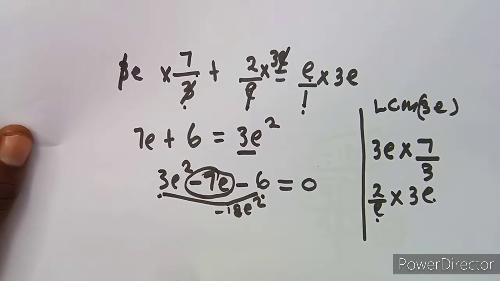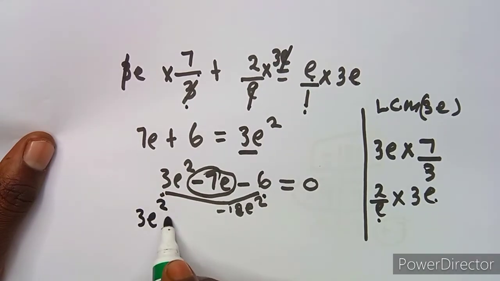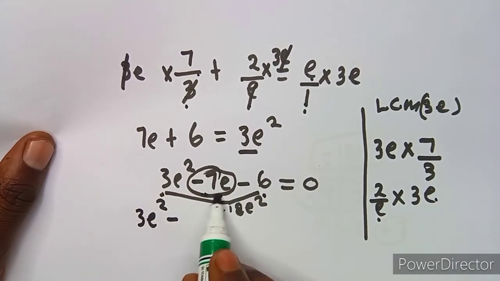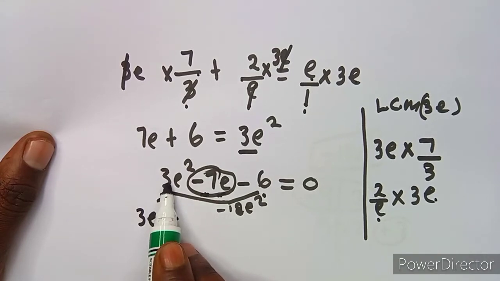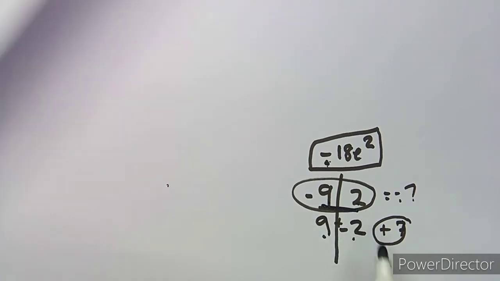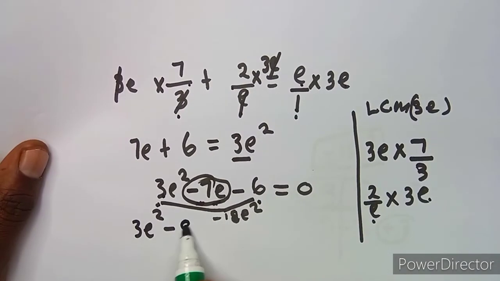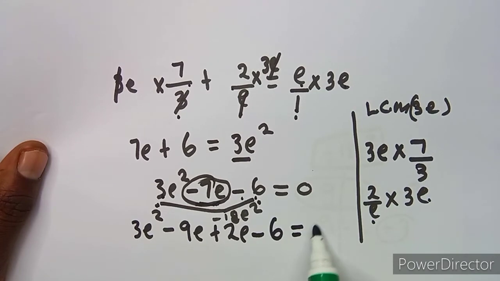So how do I actually solve this? I replace them. So it's going to be 3e squared. You replace those two terms in place of minus 7e. This time is different because we are given 3, not 1, so you're not going to just open brackets directly. You're going to replace with these factors, which are minus 9e plus 2e. So you have replaced them in place of minus 7e, then you're left with minus 6, which is equal to 0.